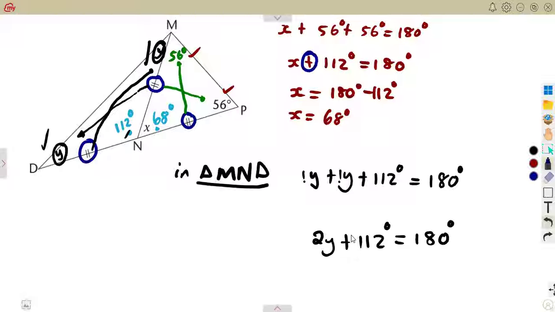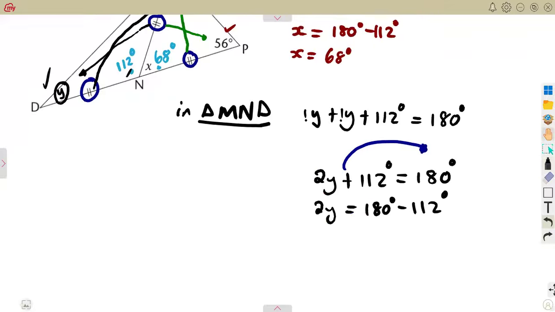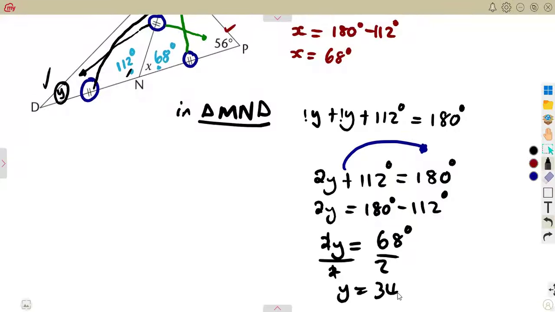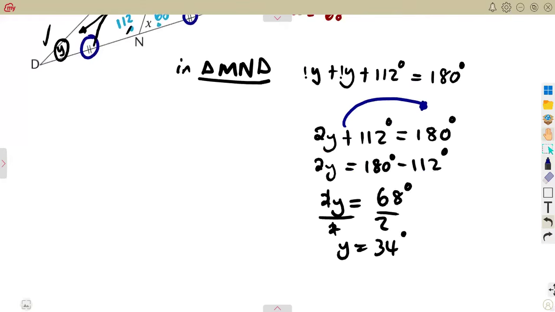So we can solve for the value of y by first taking the 112 to the other side. It was a positive, so it's going to be a negative on the other side. We have to subtract that. So that means 2y is equal to 180 minus 112 degrees, which is going to give us 68 degrees. So 2y is equal to 68 degrees. Simply divide by 2 to find the value of y, and that was going to be 34 degrees. So meaning to say y there is 34, and that other y there is 34. They're the same. They're just one and the same thing.